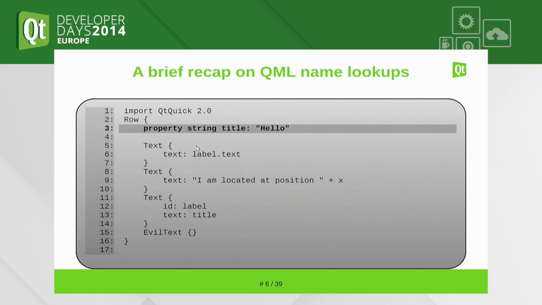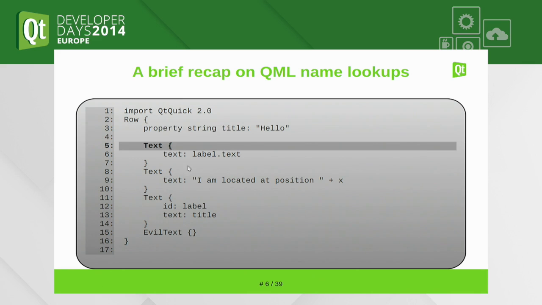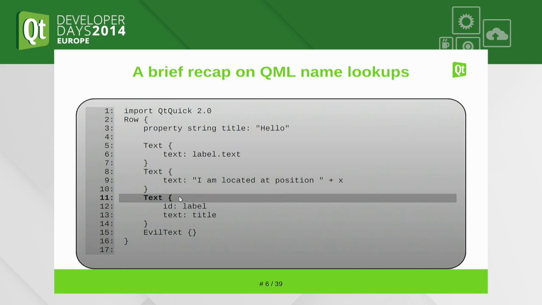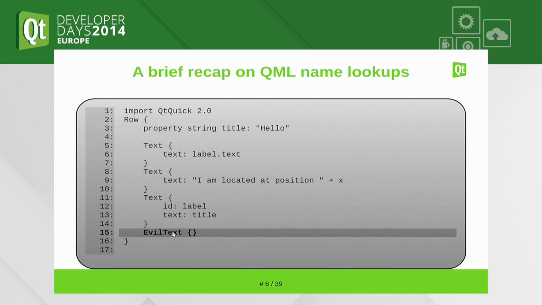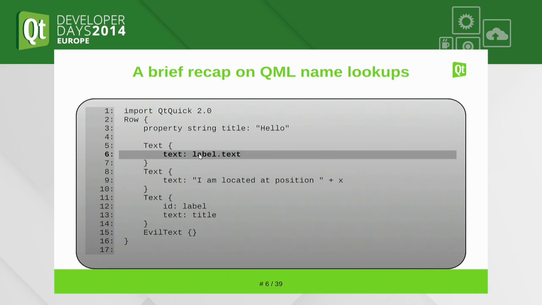So we have a QML file with an object that has a title property, and there are some text elements in here. There's 1, 2, 3, and this is also a text element. Despite the evil name, it is a text element, you'll see. And I'd like to start with the first text element, which gets its text from this expression label.text.